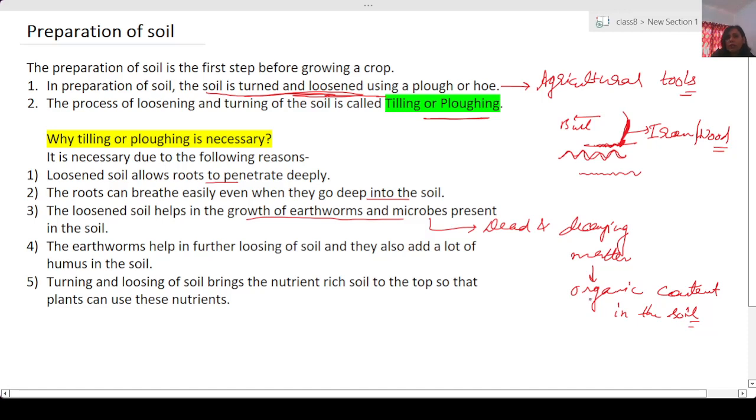the microbes. The earthworm movement will further loosen the soil and it will add a lot of humus in the soil. Microbes will help in breaking down the dead and decomposed animal matter, and in turn it will bring the organic content back into the soil.